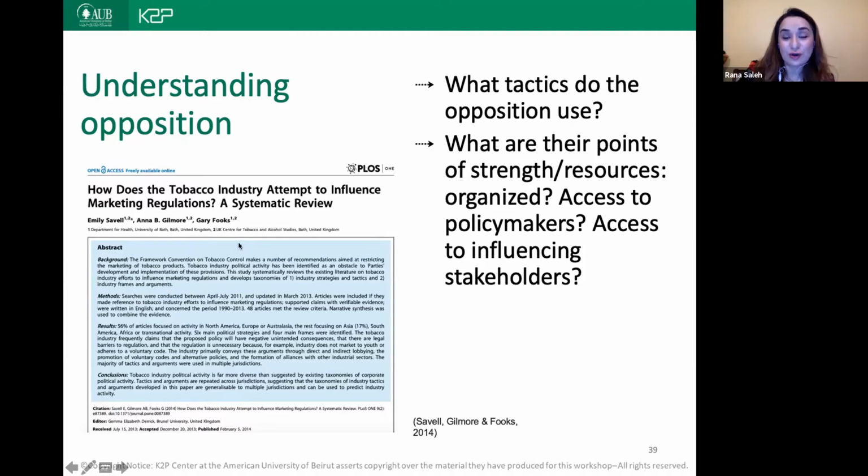And interestingly, all of the industries and the oppositions there are using similar tactics and similar framings to counter public health issues. So if you understand those tactics ahead of time, you can preempt them and you can also find counter arguments for their arguments. So it's very important to understand this opposition and study them really well and know their strategies, their strength, their tactics, and their framings.